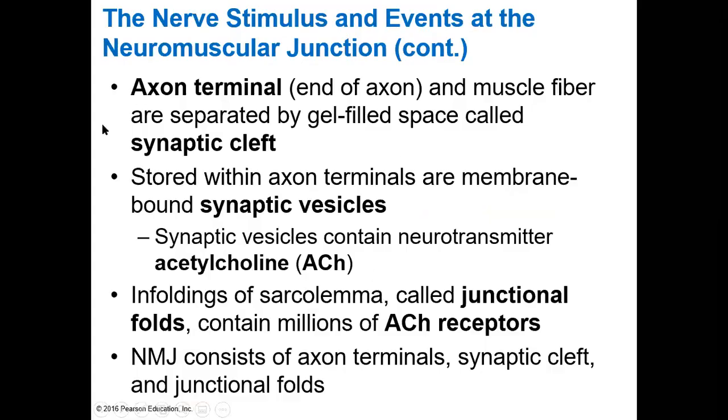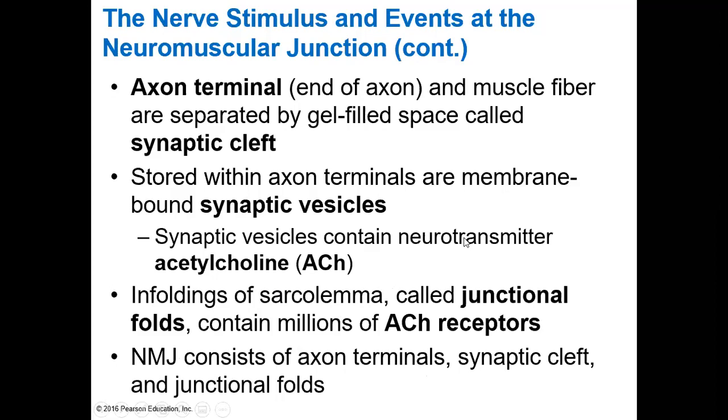We're going to stop there for a second. So synaptic space, synaptic cleft. The acetylcholine is contained in vesicles. It's a neurotransmitter. We know that. Y'all should know that already. And the sarcolemma of the muscle cells contains millions of acetylcholine receptors. So the neuromuscular junction, which is what NMJ stands for, consists of an axon terminal, synaptic cleft, and junctional folds that have these receptors.